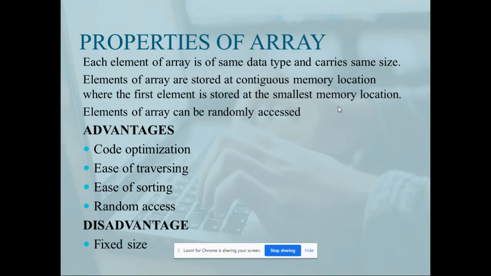So the advantages of arrays: it is for code optimization, that is, you can reduce the code. It is ease of traversing, that is, you can easily move on to the different elements. You can check how many elements are present. From the first element till the last element, you can easily traverse and pick up the elements. And ease of sorting, that is nothing but you can easily arrange the elements in an array in sequential order. And you can randomly access the first element or the last element or any element at any position in an array.